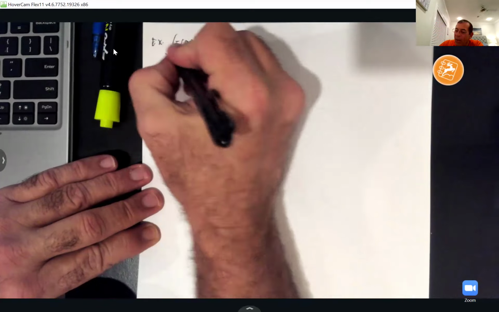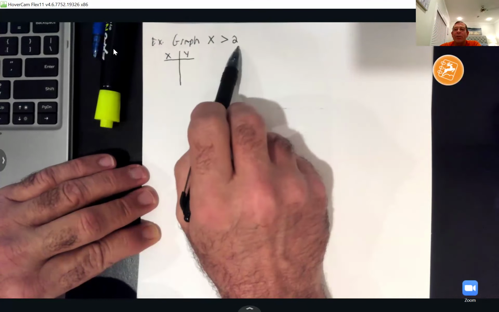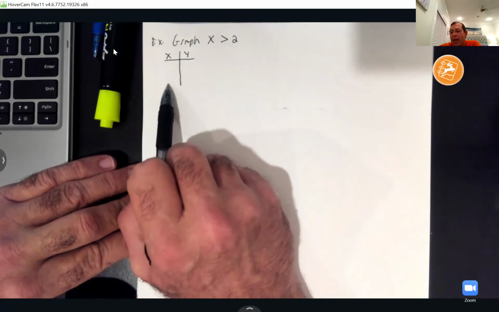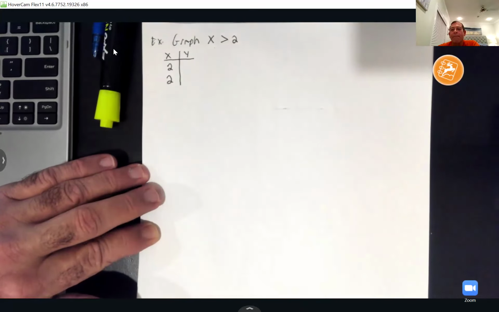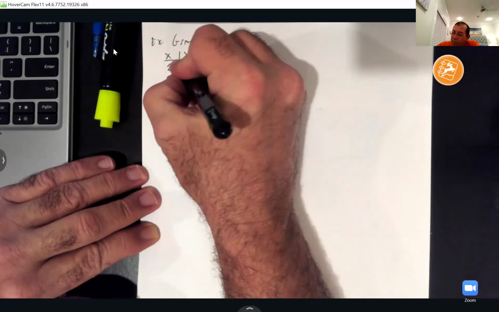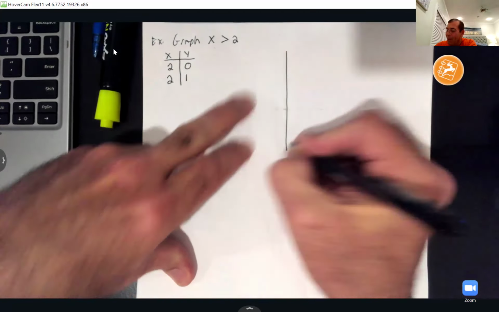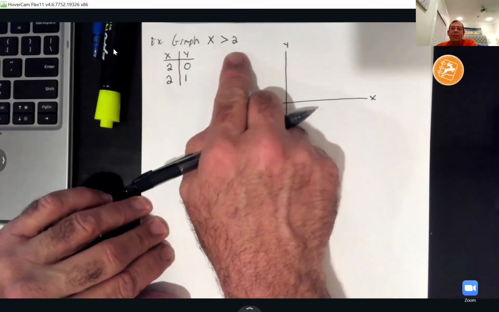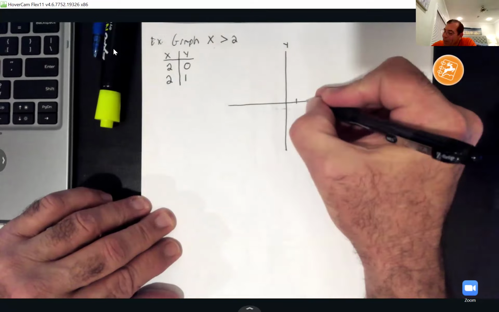Now remember, I don't need no work on that one. Since x is greater than 2, it's like the graph we had a while ago where x equals 2. We know that every one of these x values will be 2. Okay. And once again, it don't matter what y values you pick. So I'm going to use my old friends, 0 and 1. So I sort of like graphing these straight lines because there's no work. I mean, it's telling you, okay? So let's go out 5.